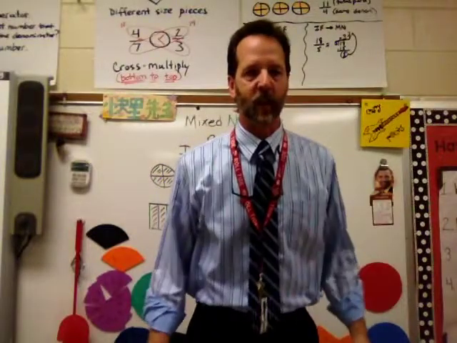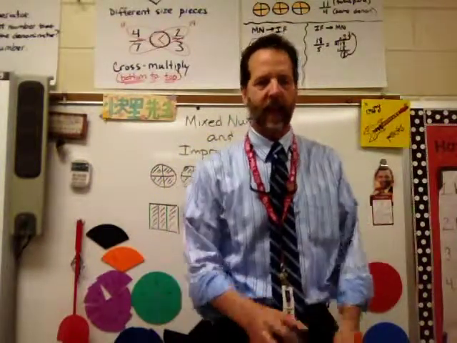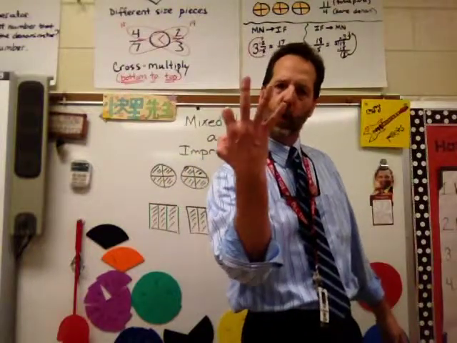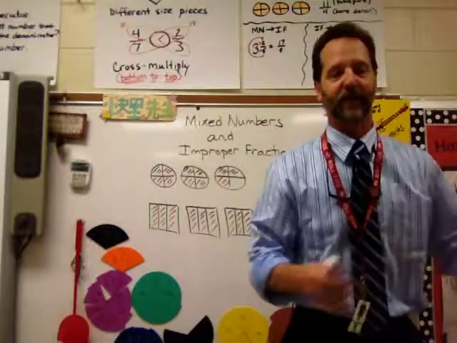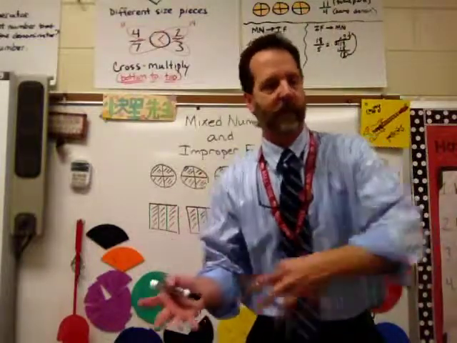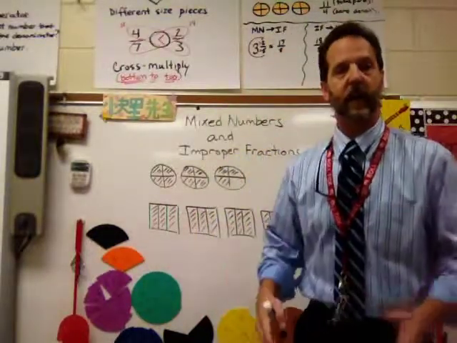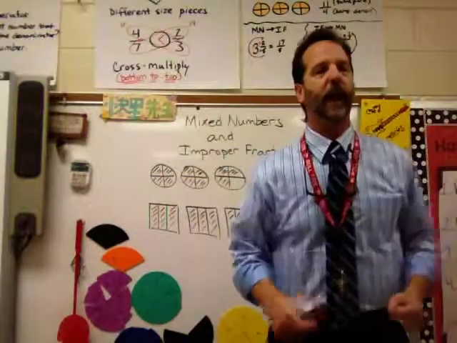Toddlers understand mixed numbers. They did it when they were little. They'd walk around and they'd say, I'm 3.5 years old. They didn't want to just be 3, they wanted to be 3 and a half. They got the idea that there's something between 3 and 4. So a mixed number is whole numbers and a fraction.